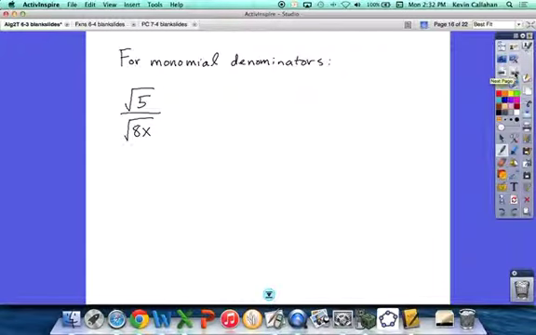And then we did this one. I shouldn't even have copied that slide. But again, what would I have multiplied this one by to rationalize the denominator? The square root of 8x over the square root of 8x.